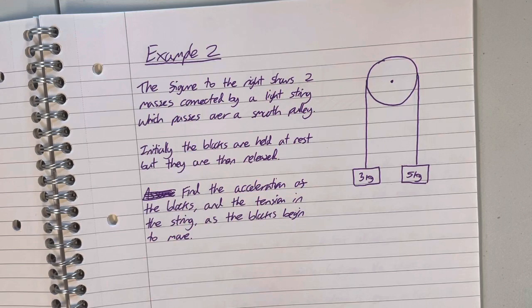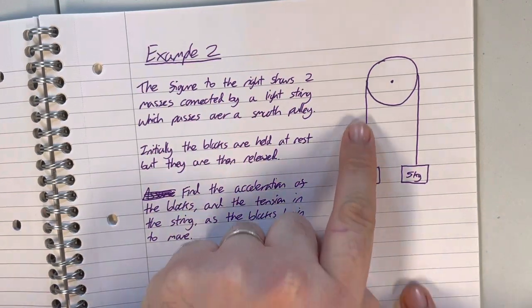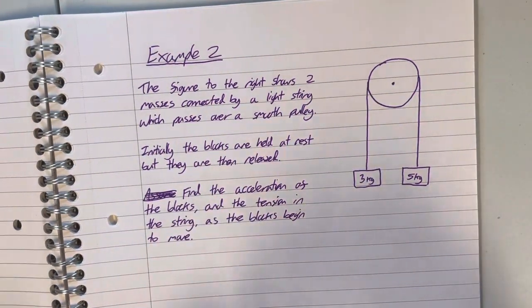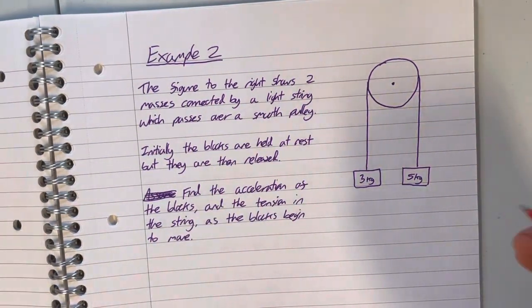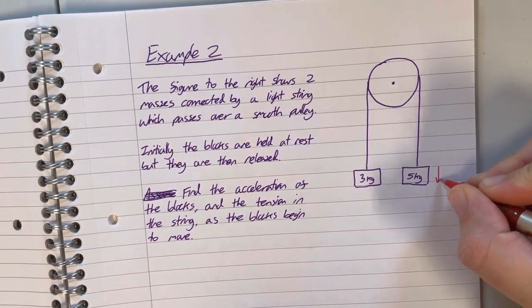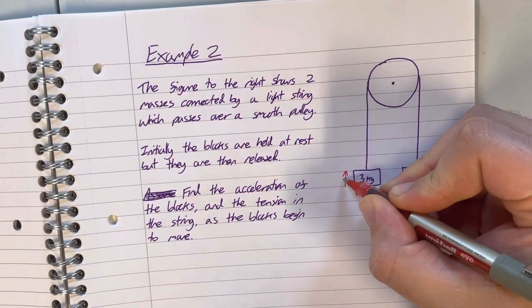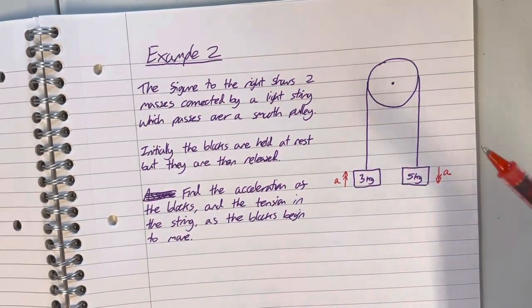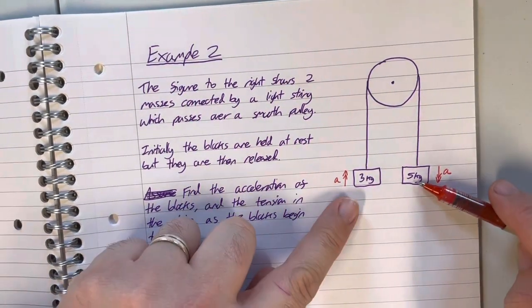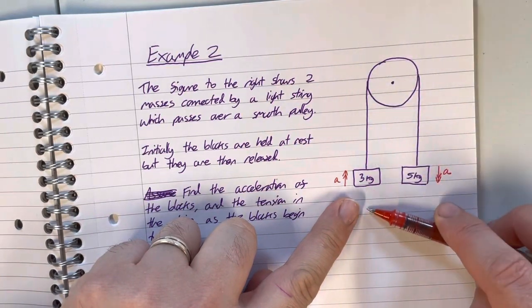So we're not told which direction these blocks are going to move, so you could intuitively work out that it's going to be the 5 kilogram that's going to be pulling down and the 3 kilograms is going to be going up. But if you get it wrong, it doesn't matter. Your A value will just come out to be negative. So I'm going to label this as A going down, and I'm going to label that as A going up. And the reason why they're in different directions is because the pulley is changing the direction of the tension.